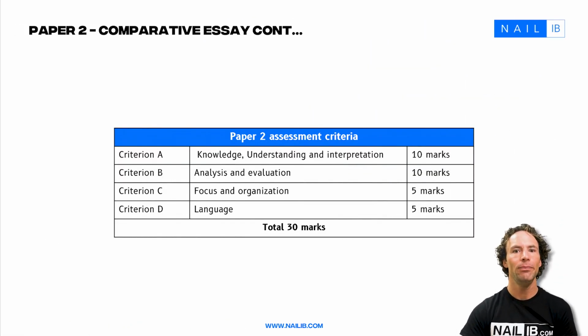So, the comparative essay. The first section is Criterion A, which is knowledge, understanding, and interpretation. Here it is 10 marks. Criterion B is analysis and evaluation, which again is 10 marks. But then we move on to Criterion C, which is focus and organization, which goes down to 5 marks, and Criterion D, language, which also goes down to 5 marks. So considering this breakdown, we need to explore how we're going to achieve those different points in the criteria. The 4 criteria each contribute to a total of 30 marks. So let's delve into each criterion. Criterion A is considering the depth of your knowledge and your understanding.